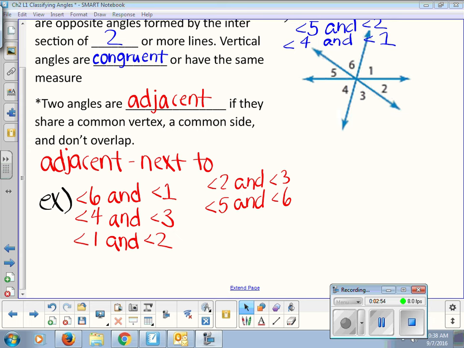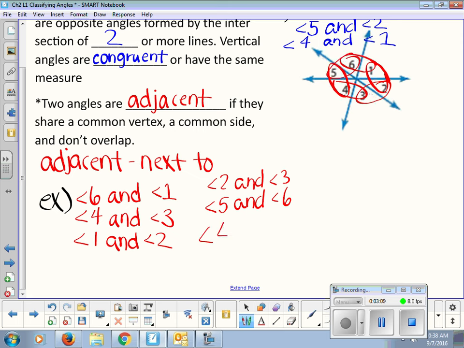So our examples of adjacent angles: 6 and 1, those two are next to each other. Angles 1 and 2, they're next to each other. Angles 2 and 3, angles 3 and 4, angles 4 and 5, and angles 5 and 6.